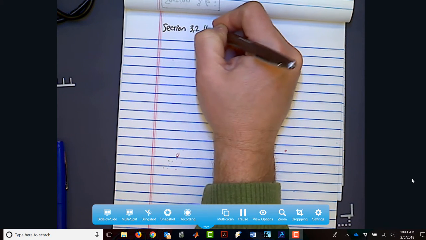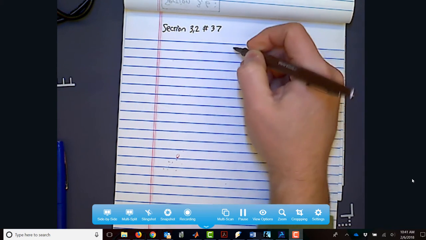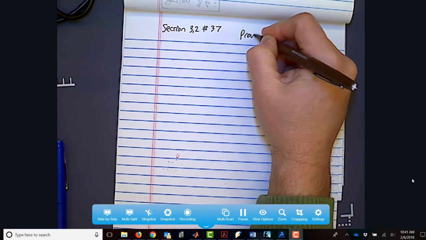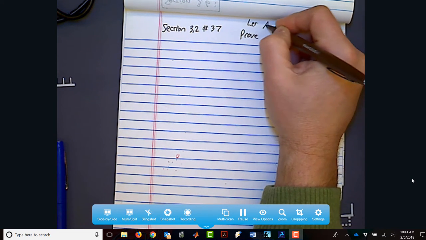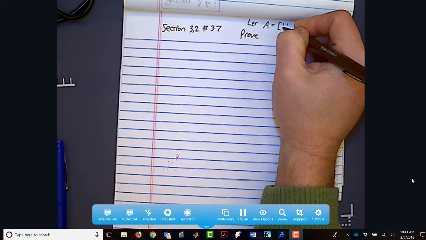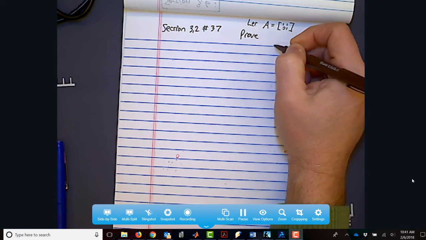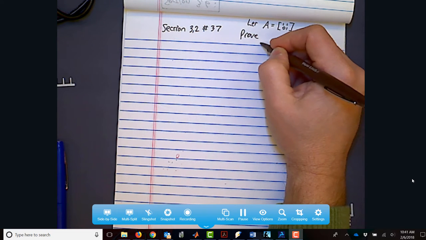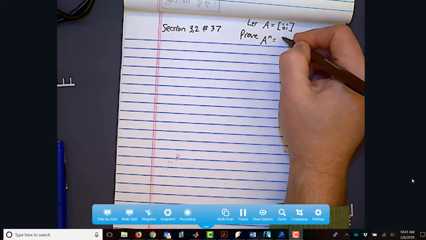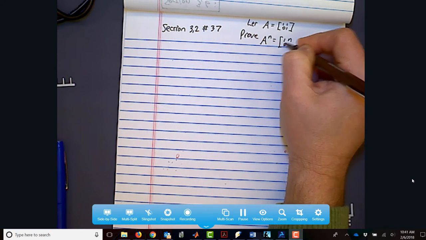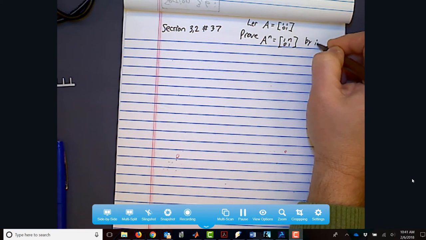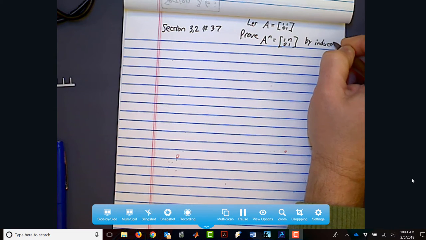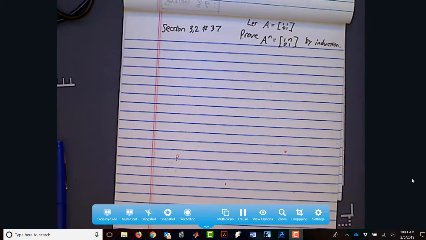3.2, number 37. We want to prove that, well, we're going to let A equal [[1,1],[0,1]], and we want to prove that A to the n is equal to [[1,n],[0,1]] by induction. Just so that you have an idea of what the heck that means. By induction.